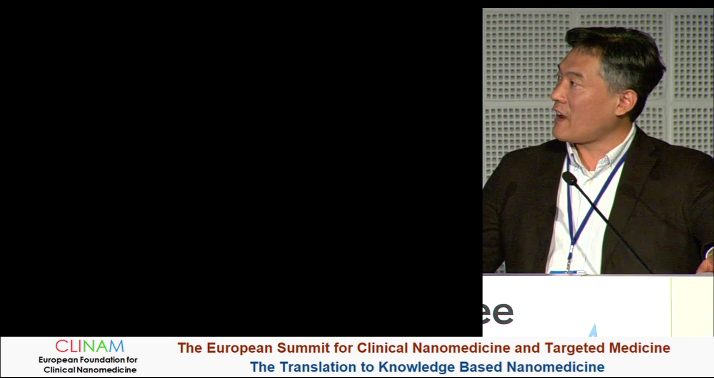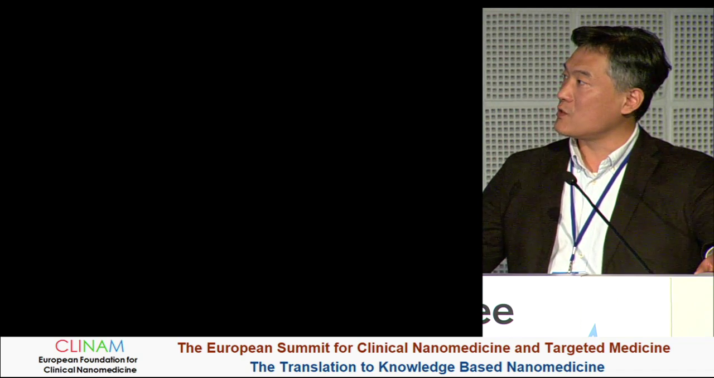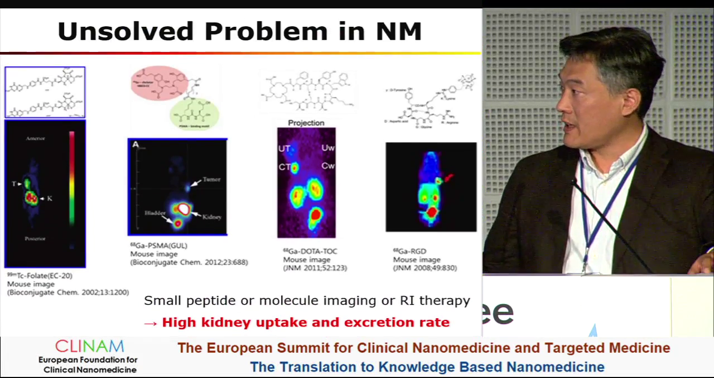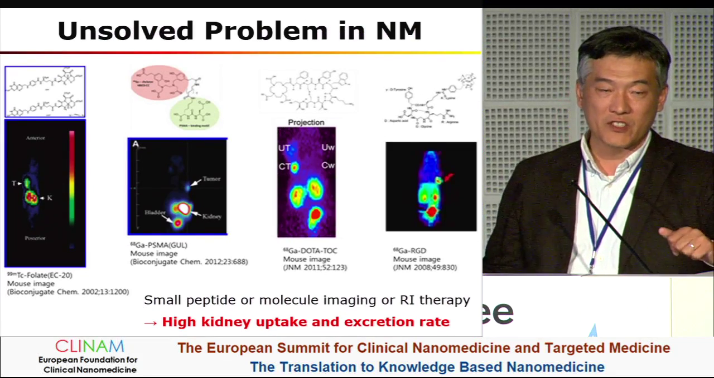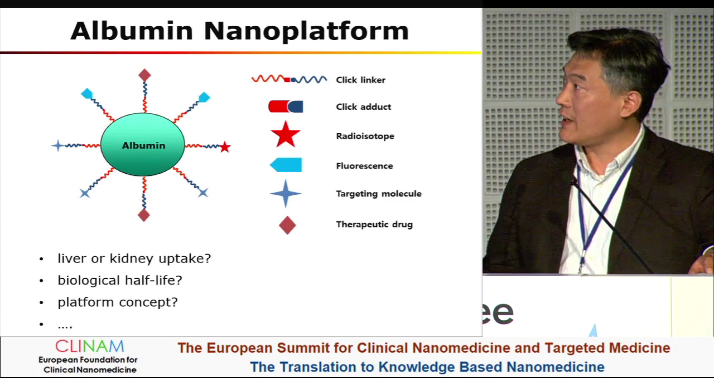But all the small peptides or small molecules show high kidney uptake. I think for diagnosis kidney uptake is no problem, but in the case of radionuclide therapy, kidney toxicity will be the main problem. And also, one more thing is that high kidney uptake and excretion rate can affect the targeting ability.